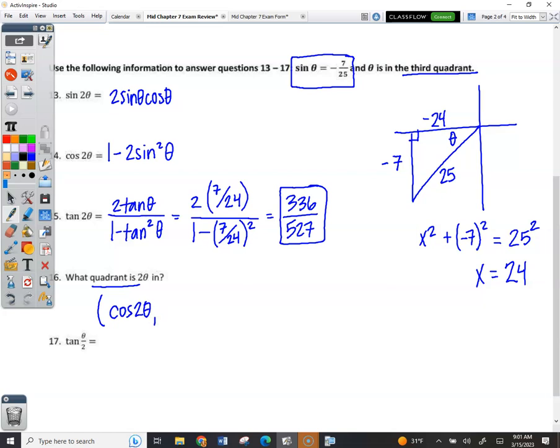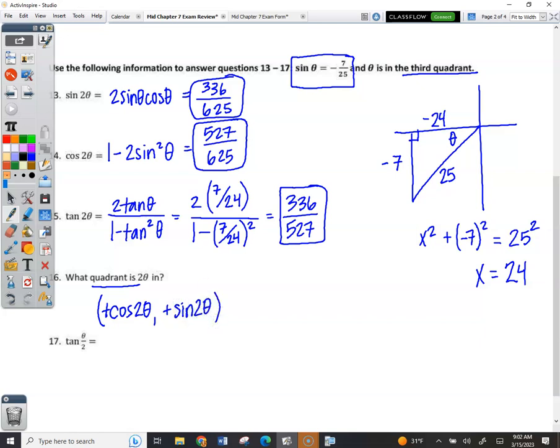Let's see, our answer came to be what? 527 over 625. And this one ended up being 336 over 625. Okay, so what's the sign? No way to say it without saying sine. Now looking at sine of the double angle, is it positive or negative? Look up there. It's positive. So if the cosine's positive and the sine's positive, then I'm in what quadrant? 1.